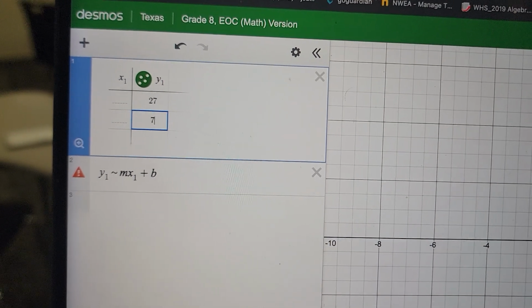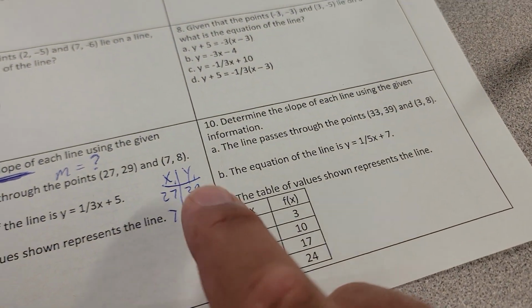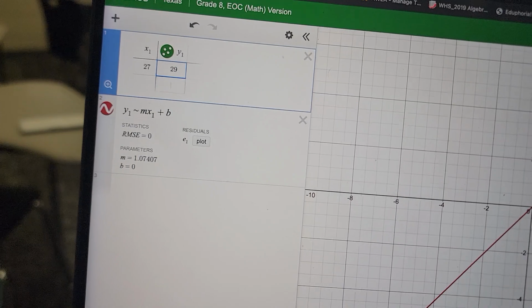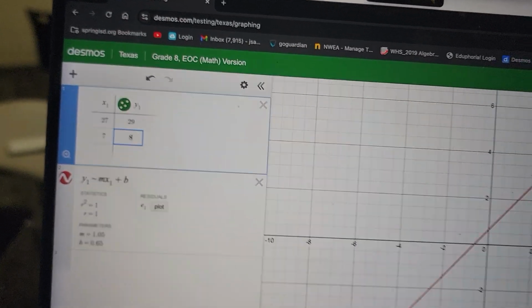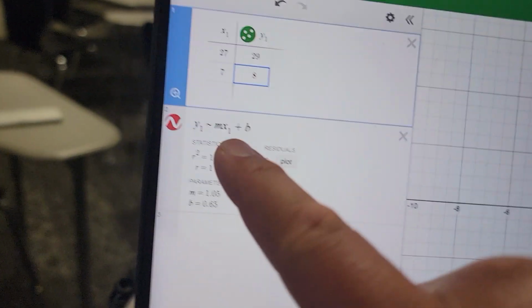Enter. 7 goes here. No, oops, I messed up. 27 goes here. Sorry, guys, you have to go this order. 27, 29. Okay, it's 29. Then on the bottom, it's 7 on this side, and then 8 on this side. Make sure that this matches this. All right. So now I don't need the whole thing, guys. I only need the slope.